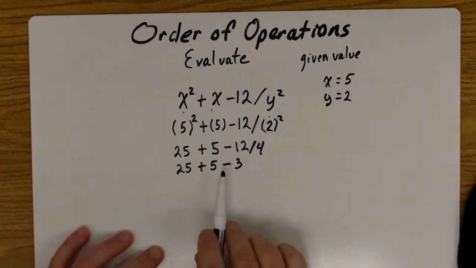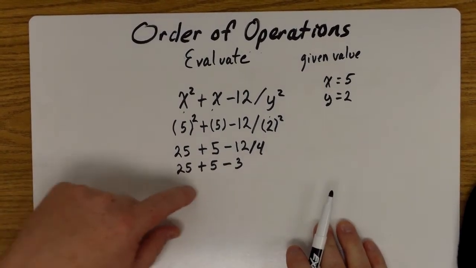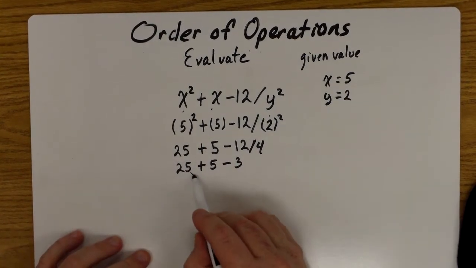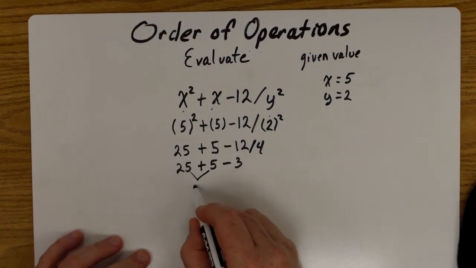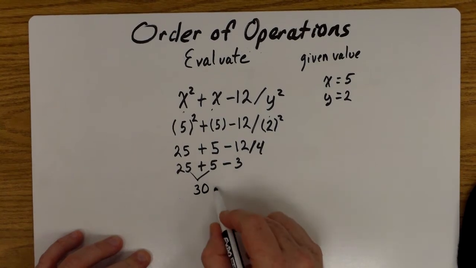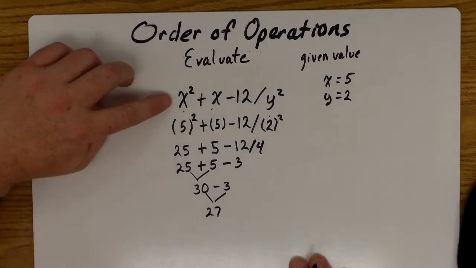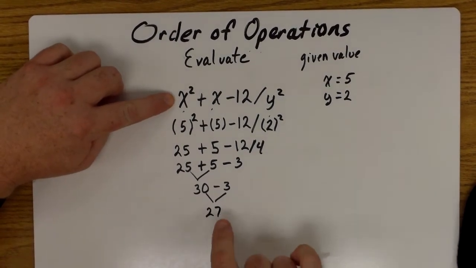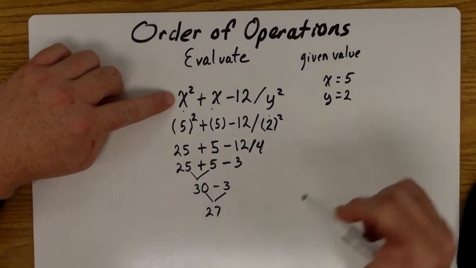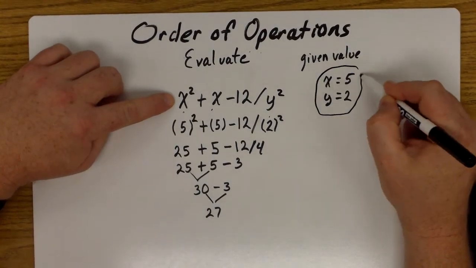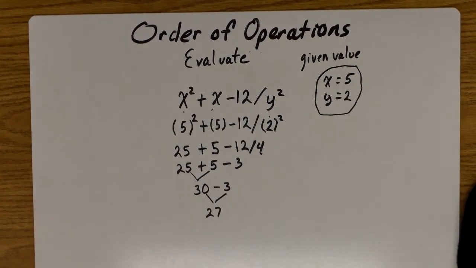And now I've got an add and subtract, and I'm just going to do them left to right in the order in which they come. 25 plus 5 gives us 30. Bring down our minus 3, and 30 minus 3 evaluates out to 27. So this original expression evaluates to 27 given that x is 5 and y is 2.